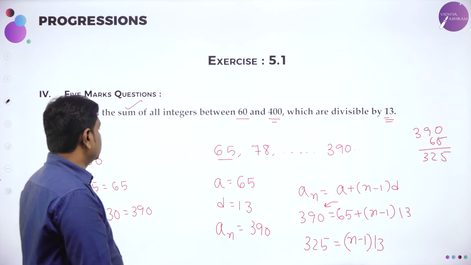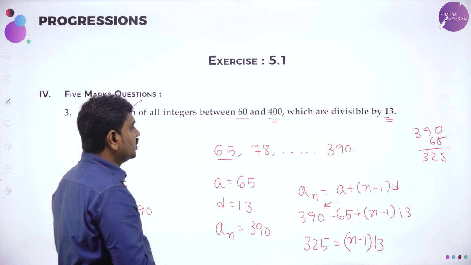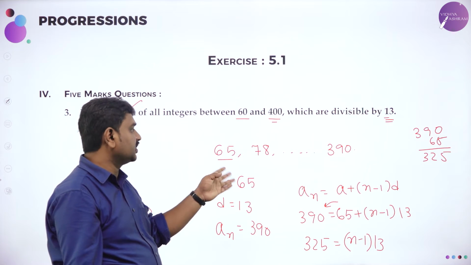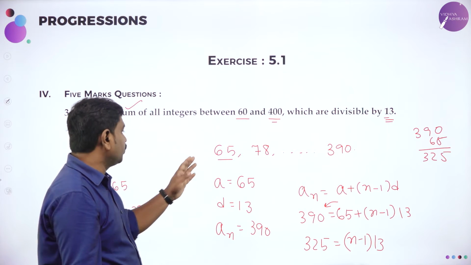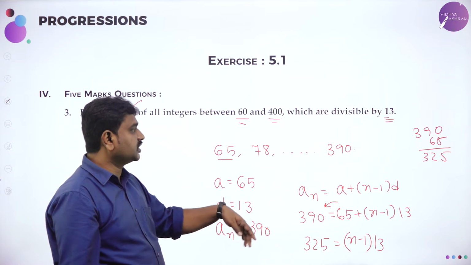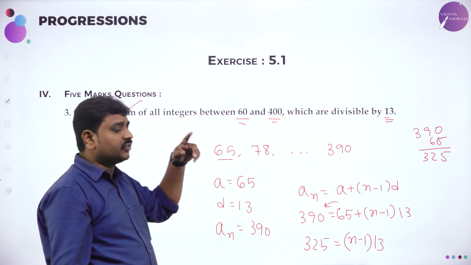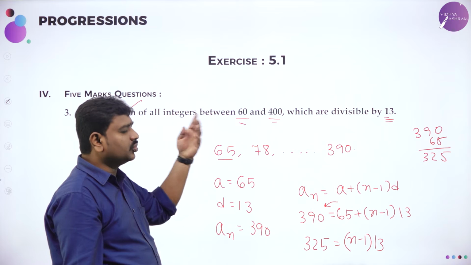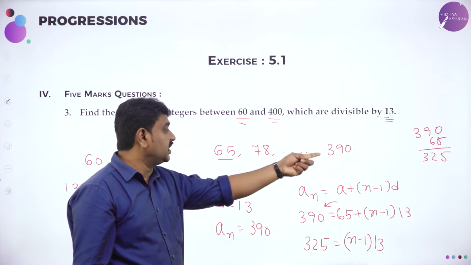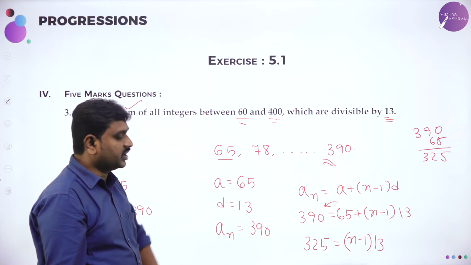What is the logic here? The logic is the first term. How to get the first term? 13 means you go on telling the 13 table. 13 1s are 13, 13 2s are 26, 13 3s are 39, like that. 13 5s are 65. 13 4s is less than 60. So therefore 65 is the first number. And 13 into 30 is 390. 390 will be the last number less than 400. So from that you get n.